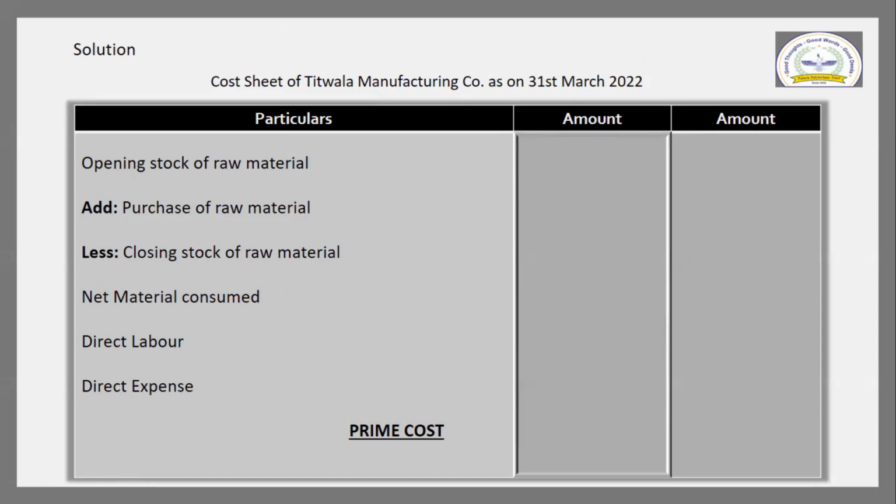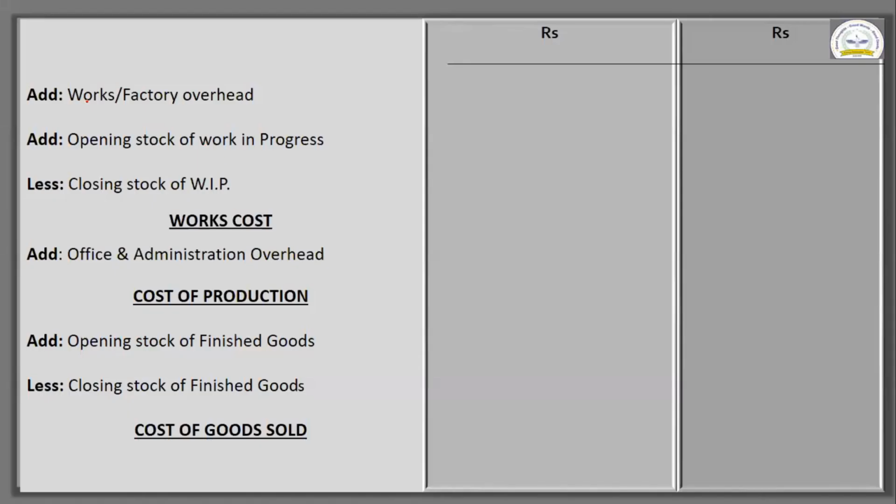And we are going to write the standard format: opening stock of raw material, add purchases of raw material, less closing stock of raw material. Then we are going to get net material consumed. Then in net material consumed, we are going to add direct labor, and we are going to add direct expenses. So we'll get prime cost. After prime cost, we are going to add factory overheads, add opening stock of work in progress, less closing stock of WIP. Then we'll get work cost.